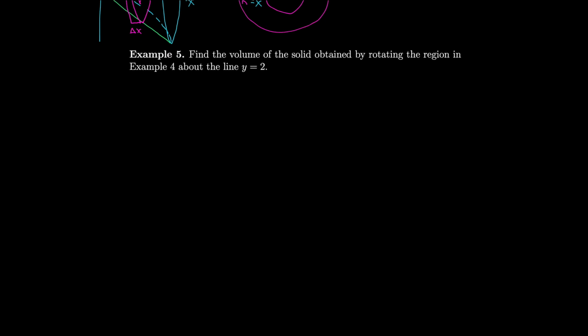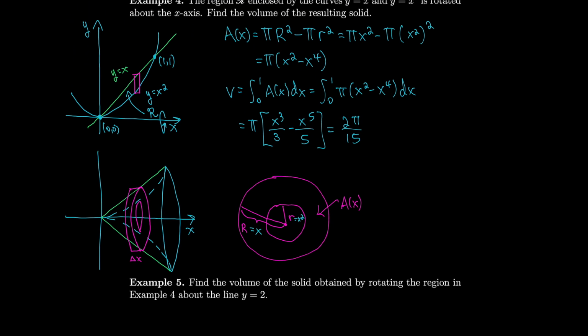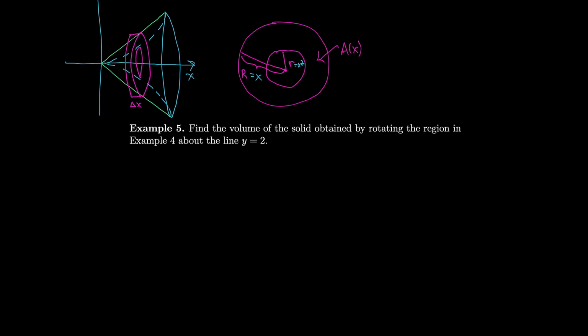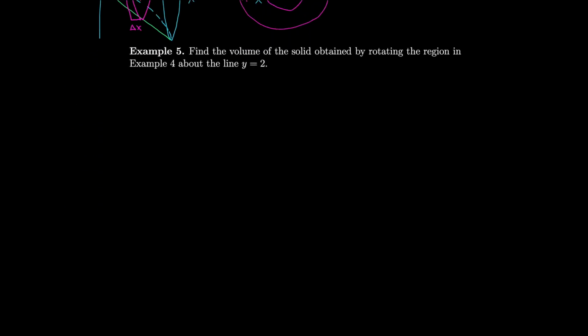Let's try finding the volume of the solid obtained by rotating the region in the previous example about the line y equals 2 instead. So we're going to take this thing, and instead of rotating it around the x-axis, we're going to draw the line y equals 2 up here somewhere, and then we're going to flip it around over there. So when we do that, we're going to get something like this. We get this kind of, let's see if I can draw this.